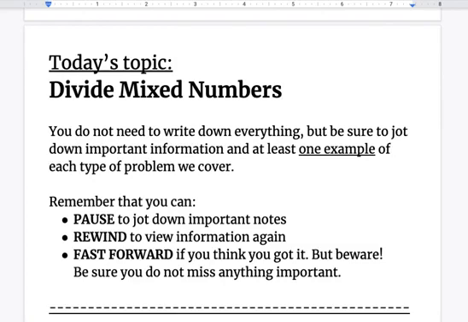As a reminder, you do not need to write down everything in this video, but be sure to jot down important information and at least one example of each type of problem that we cover. Remember that you can also pause the video to jot down important notes, rewind to view information again, and fast forward if you think you got it. Just be careful and make sure you don't fast forward too much that you miss out on something important. So let's begin.